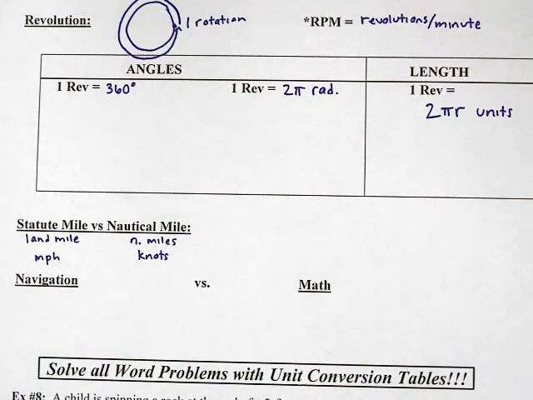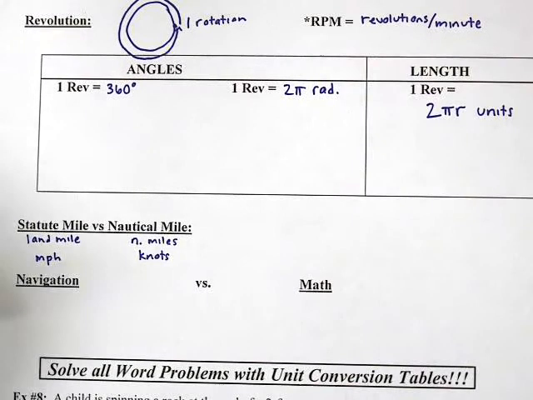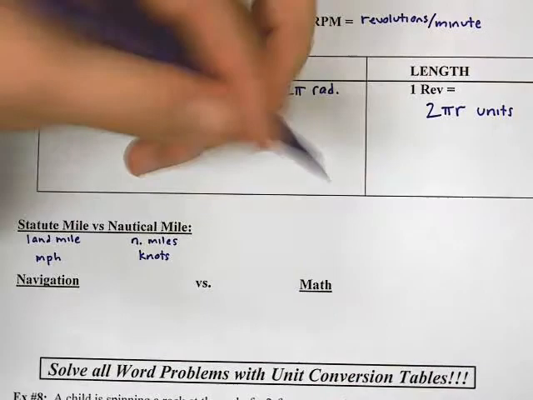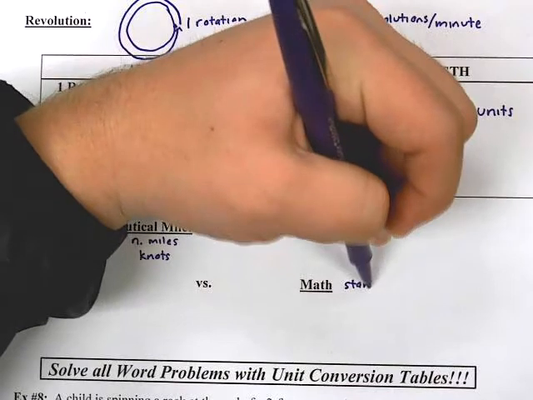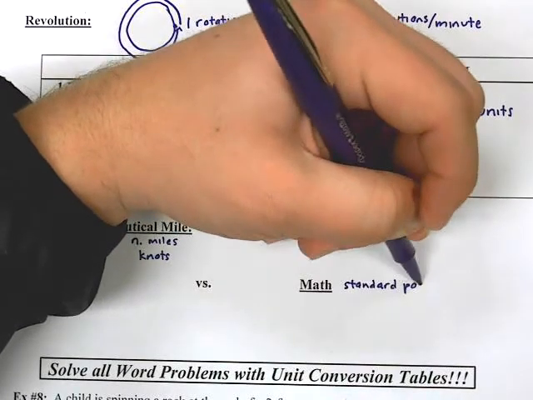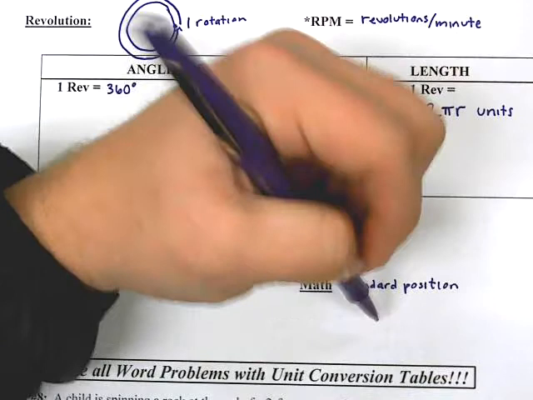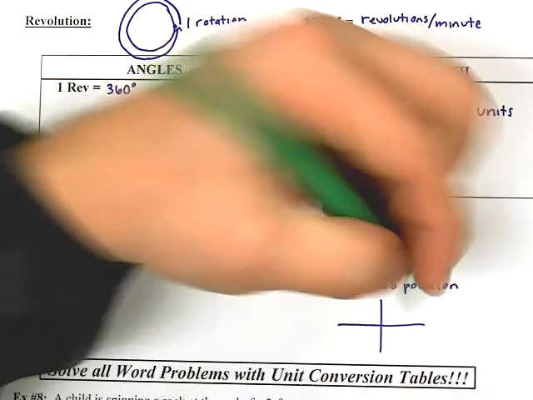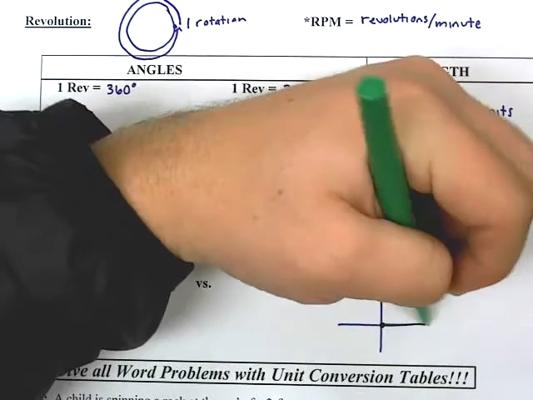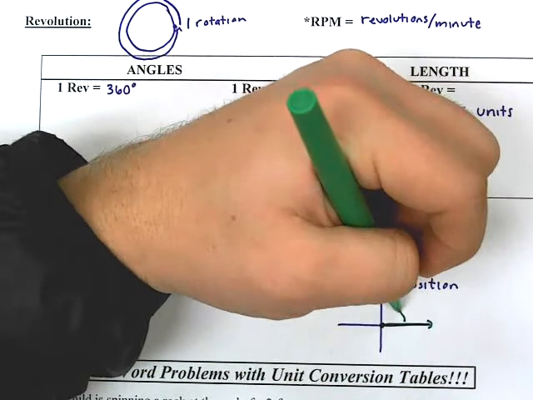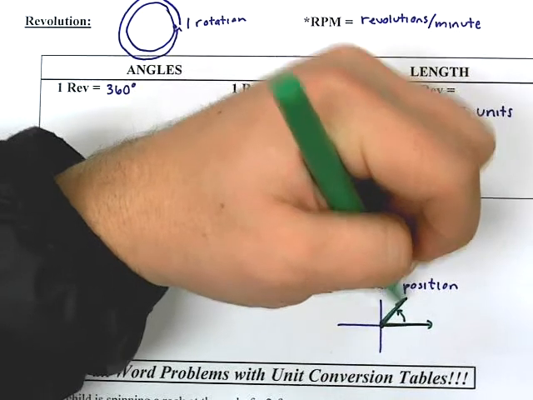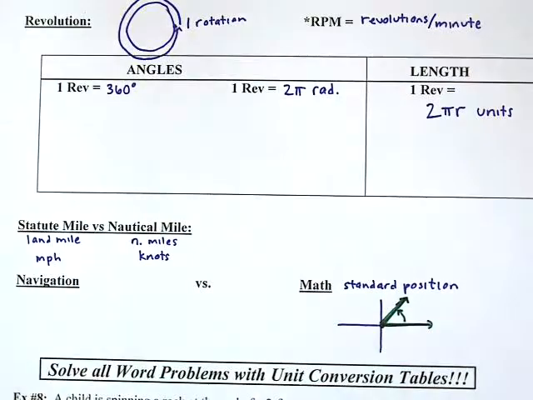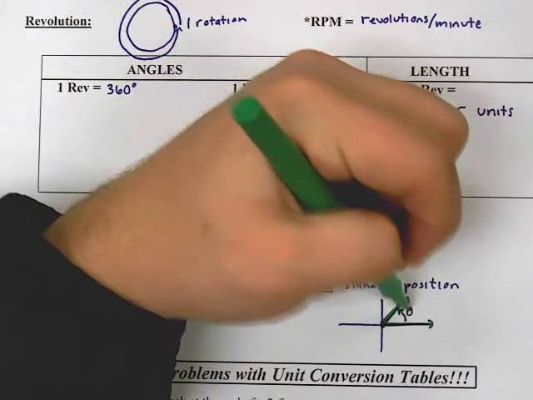Last thing. We talked a little bit about this yesterday in one of the word problems. We remember that in math, we love standard position. Standard position would mean I would have my initial side, and then I would go positive to something like this, and that would be my angle, or theta, I'll put just for right now.